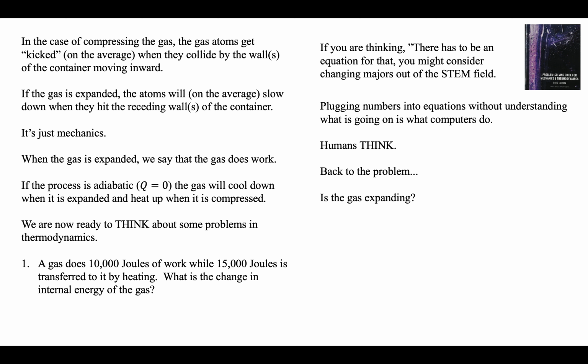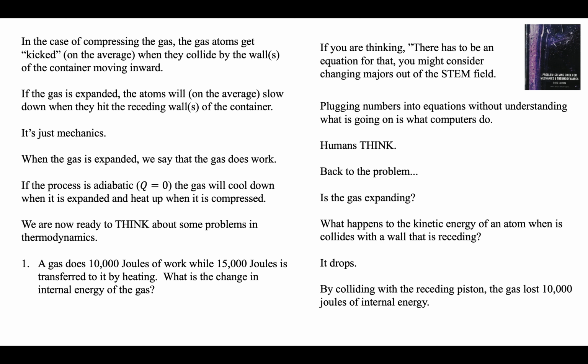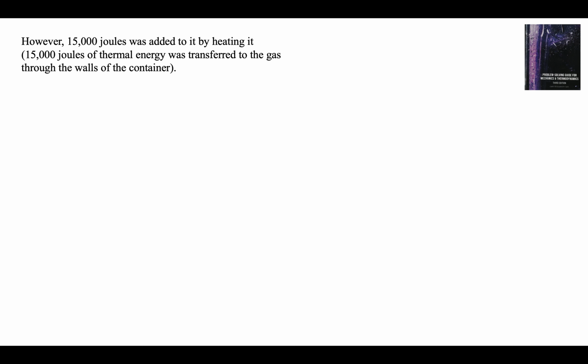Is the gas expanding? The gas is doing 10,000 joules of work, so the gas is expanding. When the gas is expanding, it loses kinetic energy when it hits the receding wall. So the gas lost 10,000 joules of internal energy by colliding with the receding wall. That's what we mean when we say the gas does 10,000 joules of work. But we dumped in 15,000 joules by heating it. We made a deposit of 15,000 joules into it with our Bunsen burner. So the change in internal energy must be plus 5,000 joules.